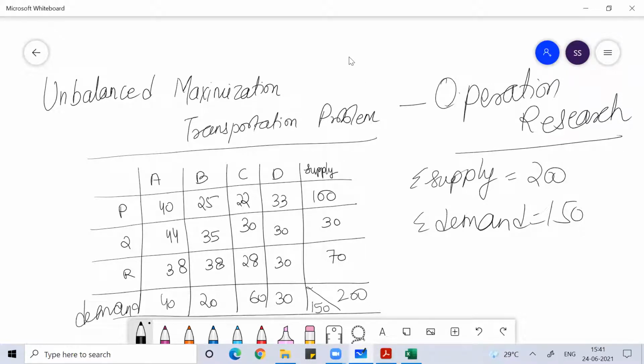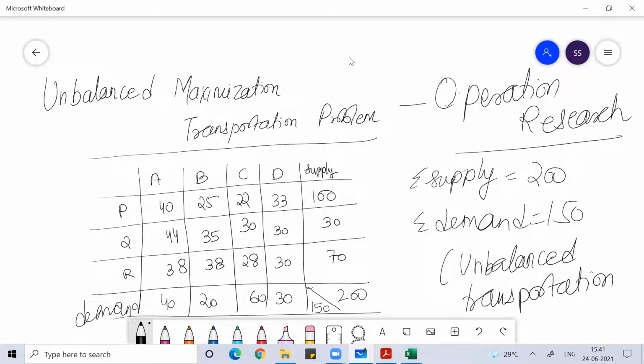Whenever we are solving a transportation problem, we need to make sure that the total sum of supply is equal to the total sum of demand. Here, the total sum of supply is not equal to the total sum of demand. So by looking at it, you can understand this is an unbalanced transportation problem.